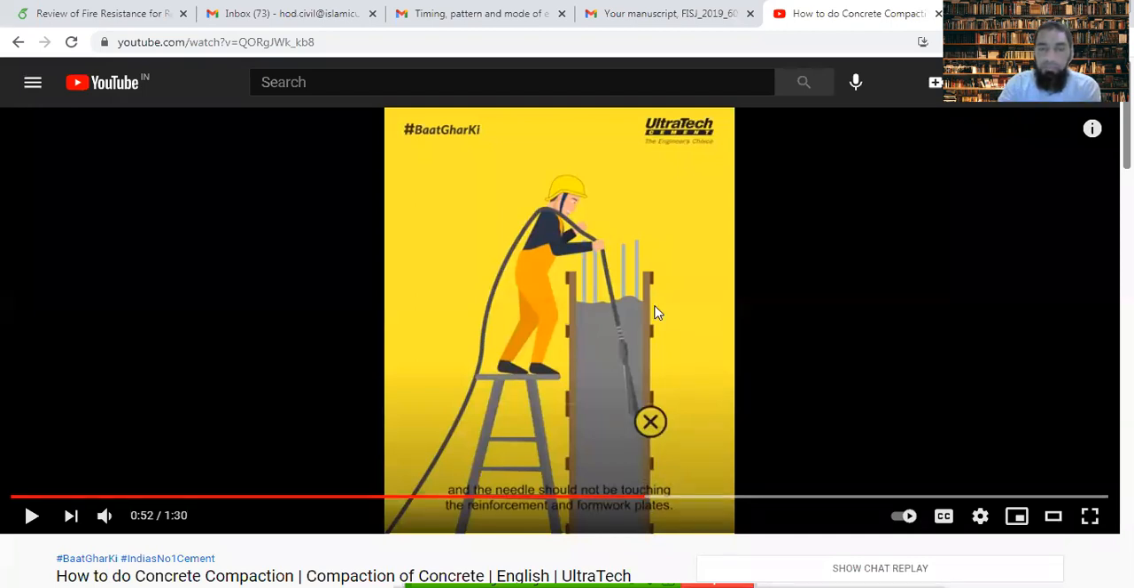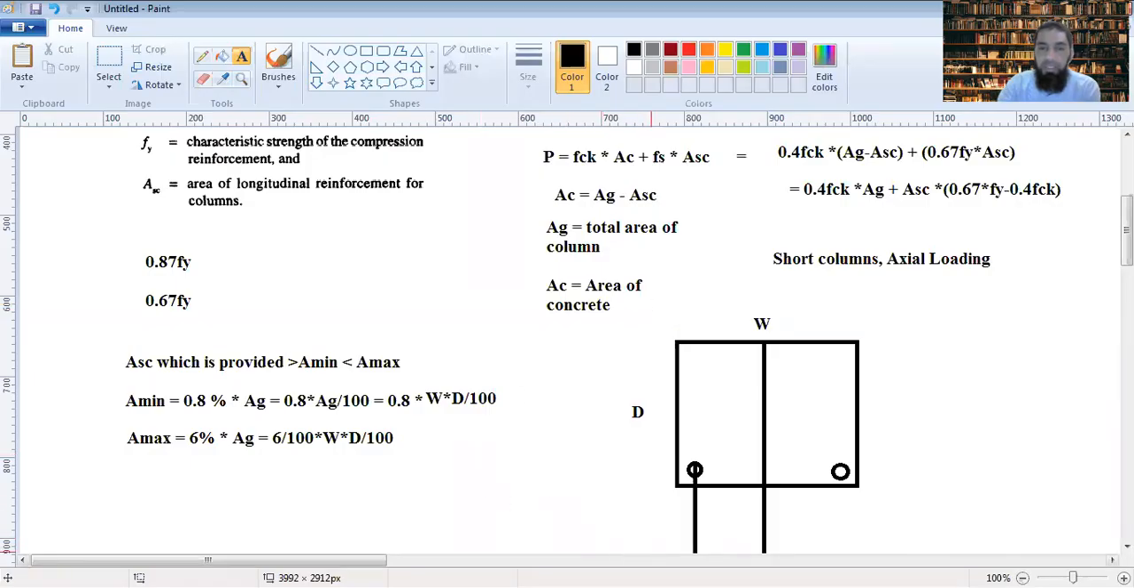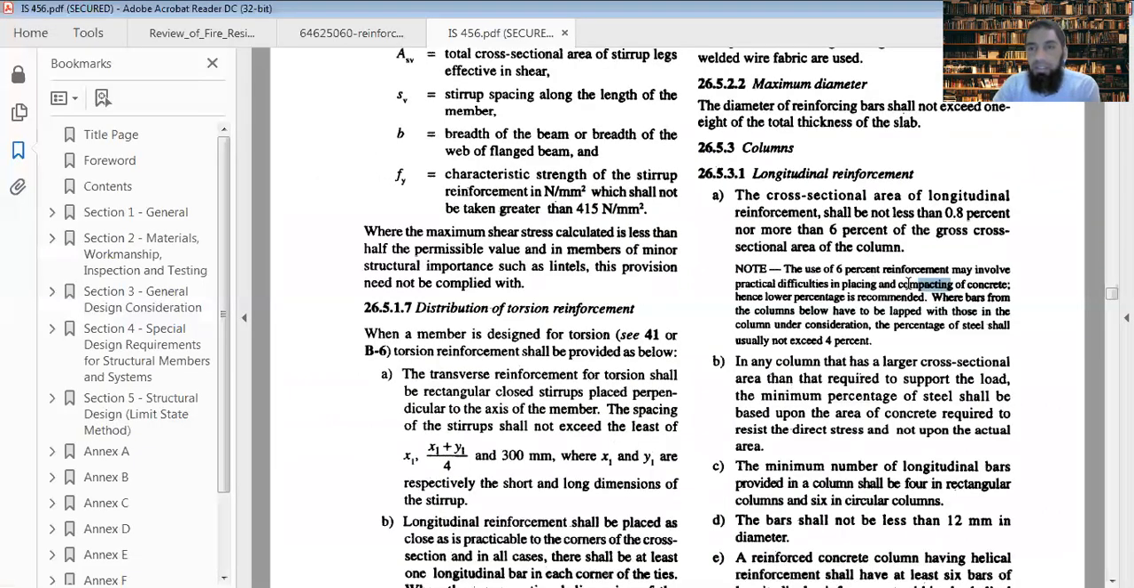Thereby, what the code says is, where bars from the columns below have to be lapped with those in the columns under consideration, the percentage of steel shall usually not exceed 4%. So here it was written 6%, but for practical purposes, the designer should maintain that they do not provide more than 4% steel reinforcement.